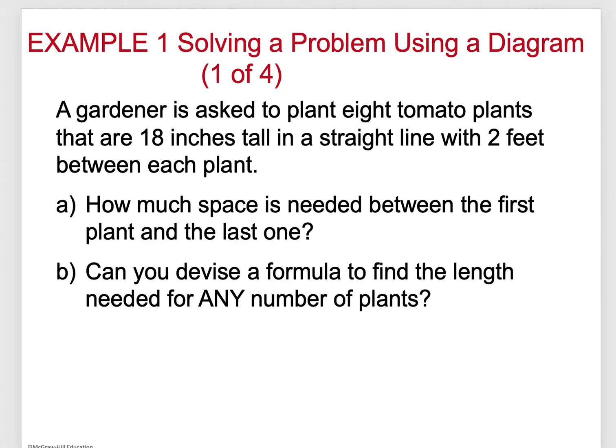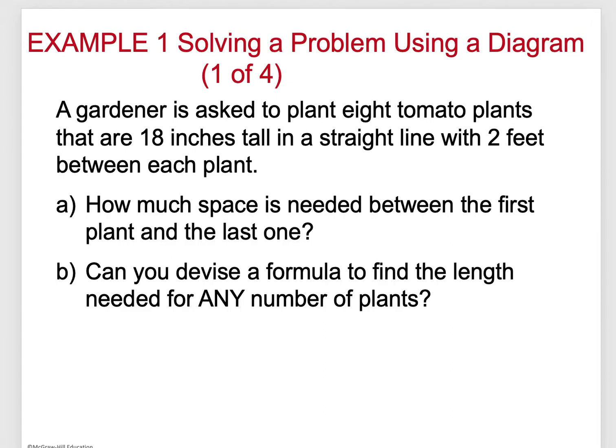So here's an example using a diagram. In this example, we have a gardener and he's planting 8 tomato plants. So we would probably underline 8 that are 18 inches tall. Okay, underline that. And a straight line with 2 feet between each plant. How much space is needed between the first and the last one?